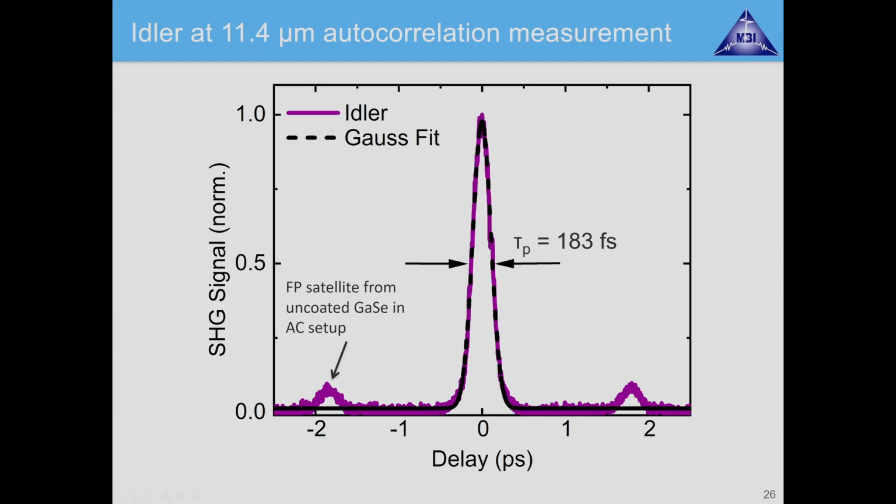At this point, we wanted to find out how long the pulse duration is and make some adjustments to it, and we found that here we have 183 femtoseconds. You might notice these little bumps on the left and right-hand side. These unfortunately come from the uncoated gallium selenide in our autocorrelation setup. So this is a feature that does not belong to the pulse. It's just the fact that you cannot anti-reflection coat gallium selenide, as a hint here.